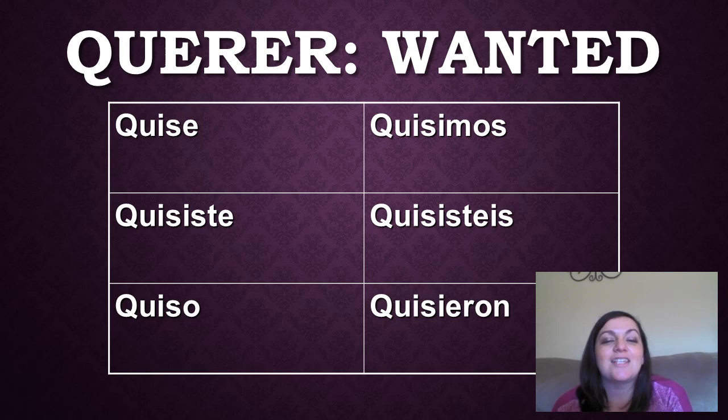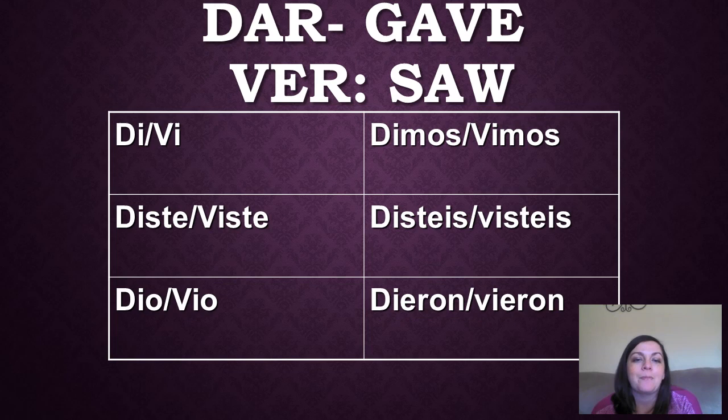All right, your next one is querer. It goes to quise, quisiste, quiso, quisimos, quisieron. Means wanted, wanted in the past tense. Next, you have dar and ver. We talked about these two in the last video, but I'll go over them again. They look exactly the same. You have di, diste, dio, dimos, distais, dieron. Gave or saw.